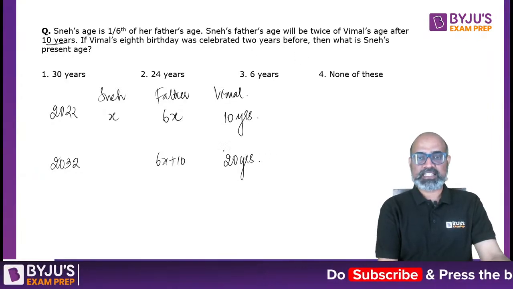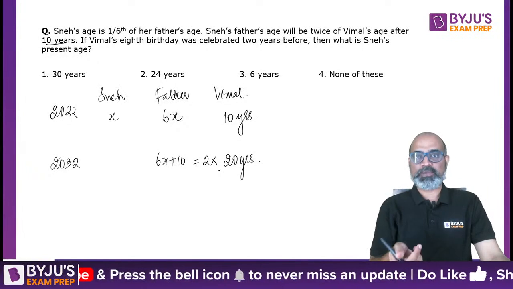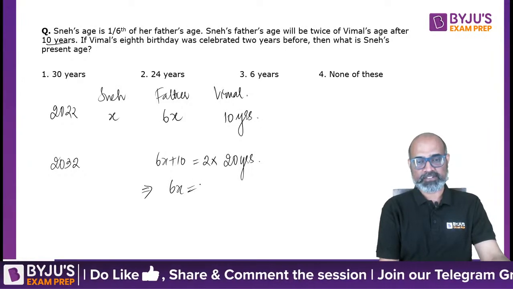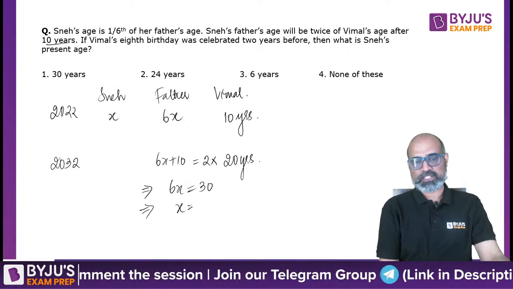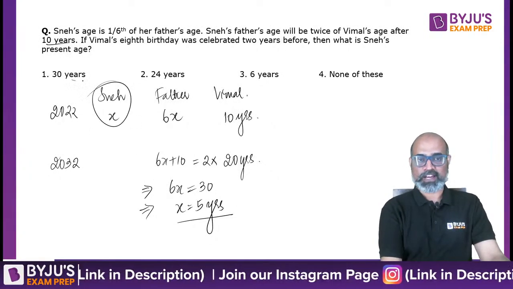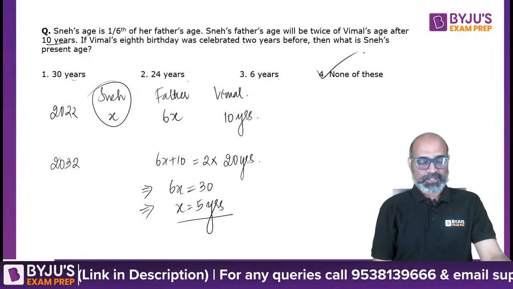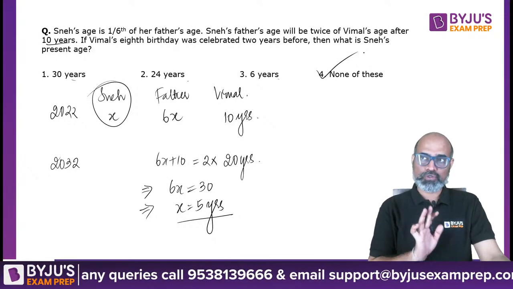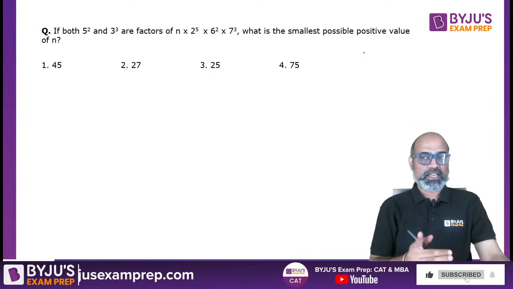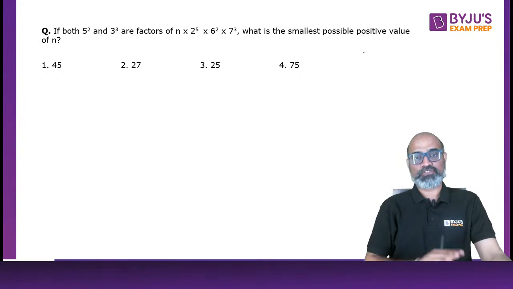What is given? That Sneha's father's age will be twice Vimal's age. So this will help us figure out directly the value of x, right? So we will have 6x is equal to 40 minus 10, which is 30, or x is equal to 5 years. x is nothing but Sneha's age. 5 we don't see in any of the first 3 options, so none of these becomes your answer, right? So go slow, don't rush in NMAT. Some of the questions are going to be lengthy.